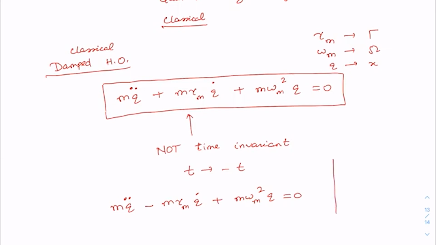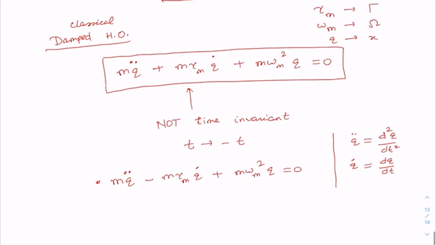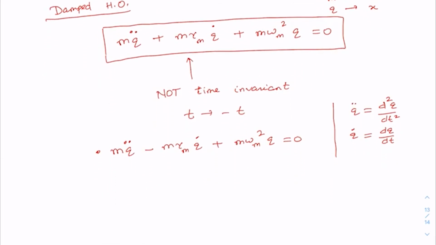You see, this is because q double dot is d2q/dt2, so under time reversal it will remain the same, but q dot will change its sign because q dot is equal to dq/dt. So if t goes to minus t, q dot would become minus q dot, and that's why this is what we are having. So physically what it means is that, because it is not time invariant, transfer of energy is taking place.